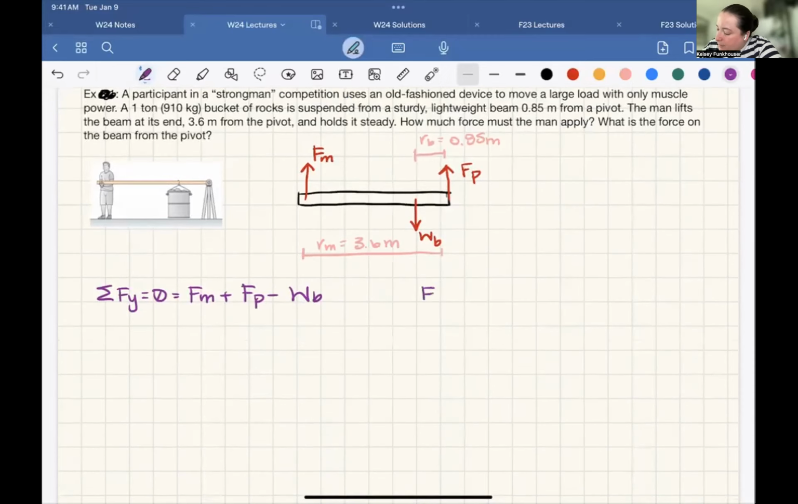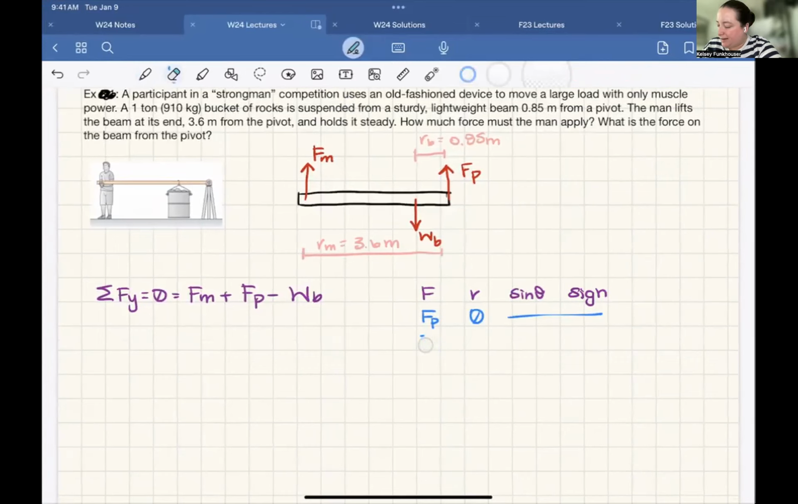But let's do our sum of torque. So I'm making my table: force, distance, sine theta, and the sign of the torque. We'll start on the right side. So F pivot, 0, doesn't contribute torque. We'll do the weight of the bucket. That's RB, or 0.85 meters. Sine 90 is 1, and we'll do the sign of it in a second.